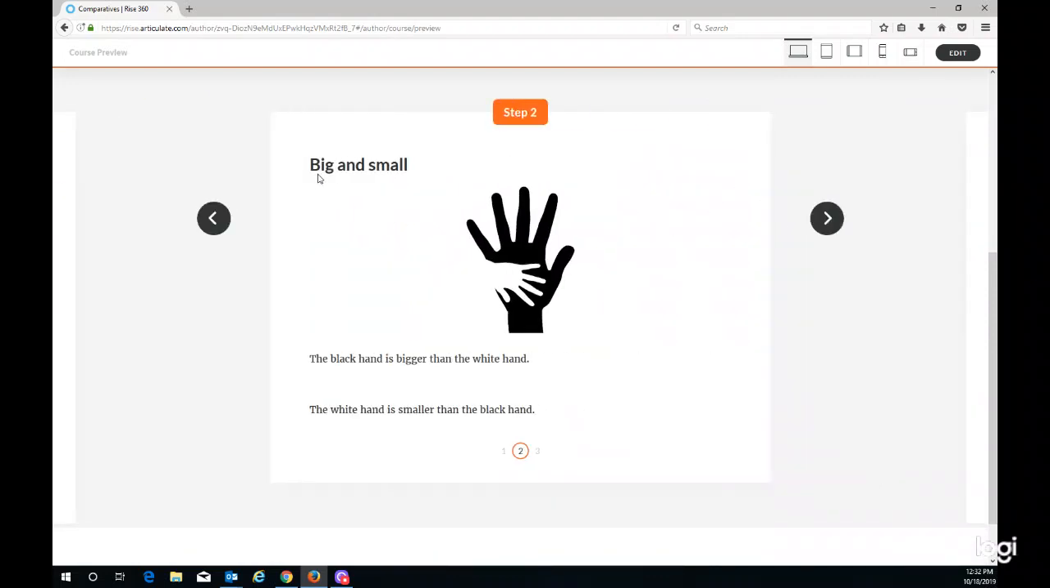Here we have big and small. Both of these are one-syllable adjectives. The black hand is bigger than the white hand. We have is, bigger, than. The white hand is smaller than the black hand. Is plus small plus than.